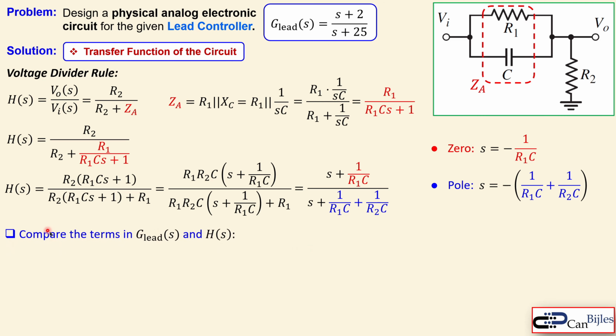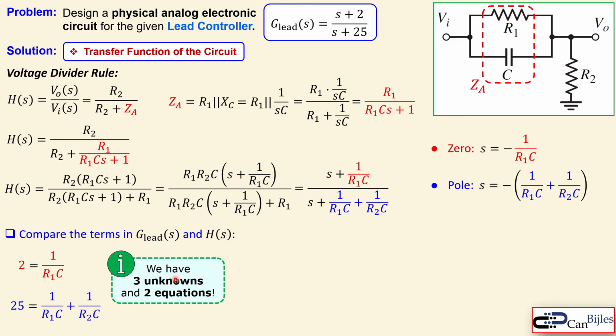So let's do that. Compare the terms of the G lead and the transfer function of the circuit H. We can see the following: 2 here must be this, so 1 over R1C, and the 25 here must be then 1 over R1C plus 1 over R2C. That's shown here. So we get two equations, but we know already that we have three unknowns, so we need to select a value of one of the three. So we have three unknowns and two equations. If I had three unknowns and three equations, I would have a unique solution. In this case, I need to select one.